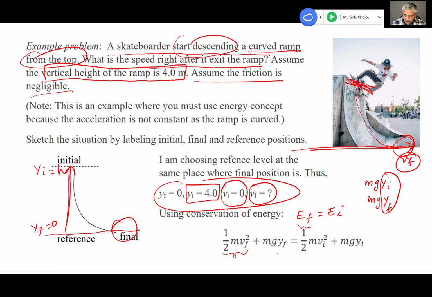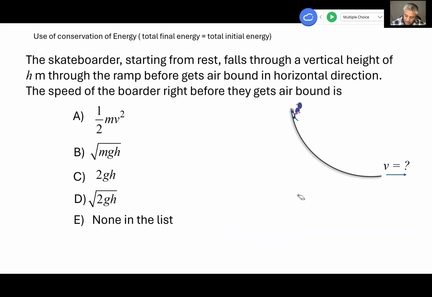We have kinetic final plus potential final, that gives us total final, which is equal to the same thing for the initial. And then you can plug in numbers and solve for the things that you are looking for. Okay, so that's how we use the conservation of energy principle for any problem that is solvable using this idea. Okay, with that said, now it's your turn. So what is the speed here?